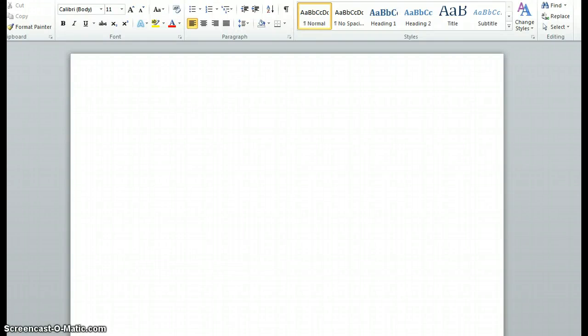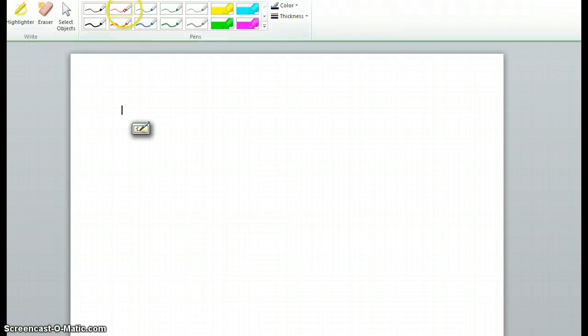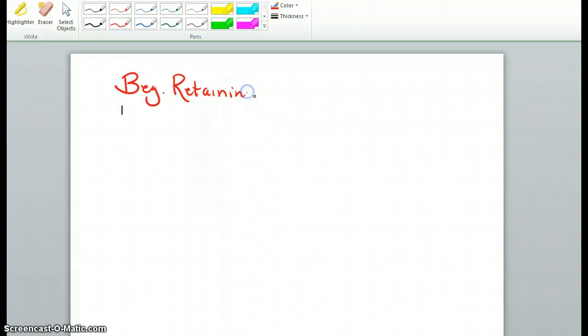In order to understand how to do problem 3-4, it's important to know the activities or things that affect retained earnings. And so what you'll want to have in your notes is beginning retained earnings.